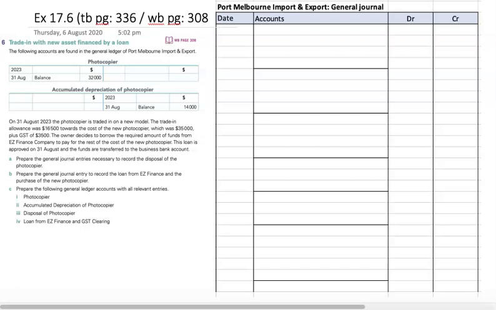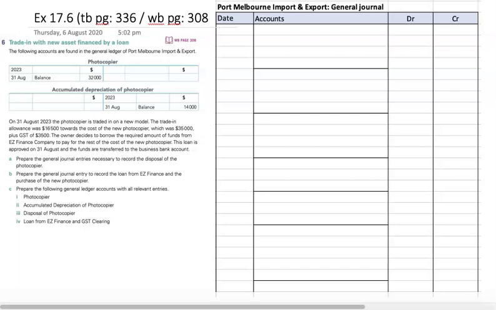Hi class, this video is going to run through exercise 17.6, which explains how to complete the disposal of a non-current asset that involves a trade-in that is financed by a loan. So there's a lot going on, and if you're going to complete this with me, I recommend you open up your textbook to page 336 and the workbook to page 308.